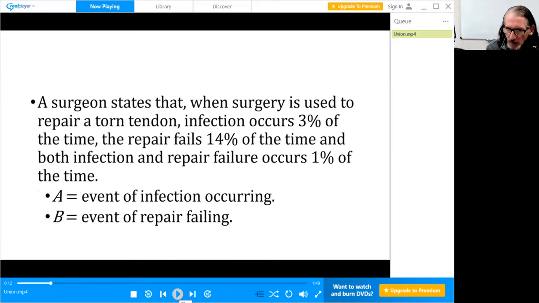I'm going to name the events. Notice that there's a difference between the events, the number of things in the event, and the probability of the event. So after naming these events, the two main ones that we're told about at first, and then the 1%, that's the probability of A and B both occurring.